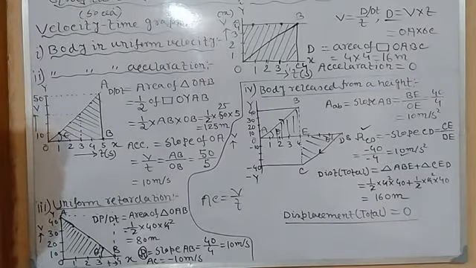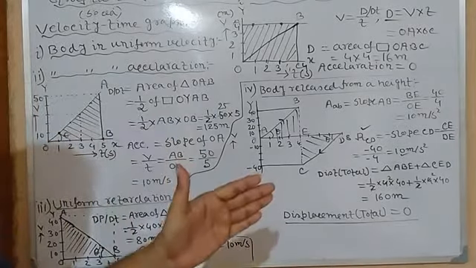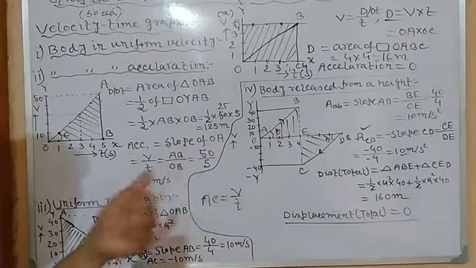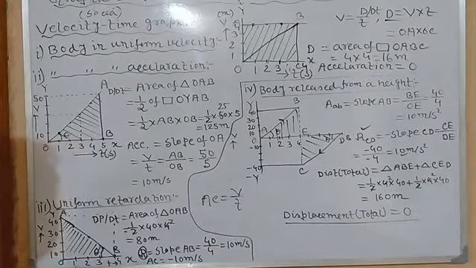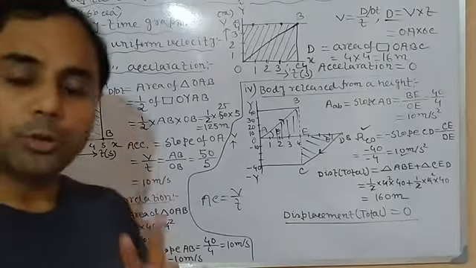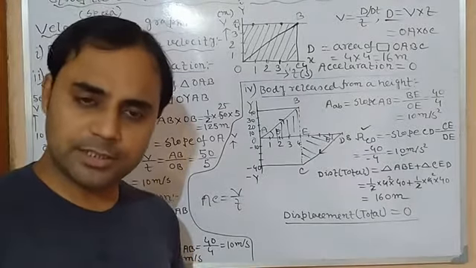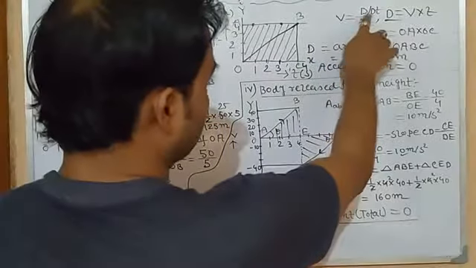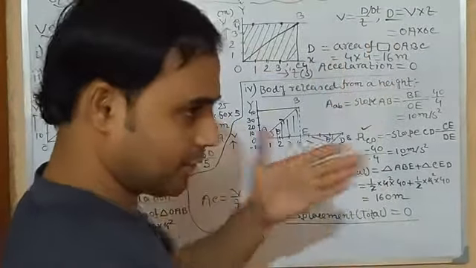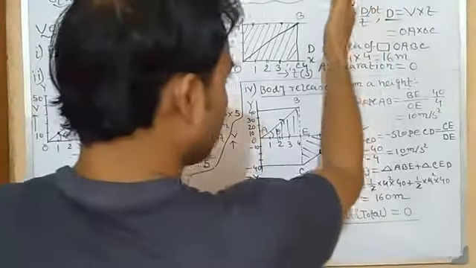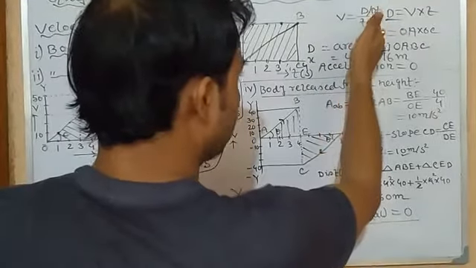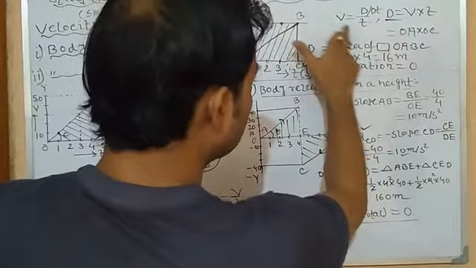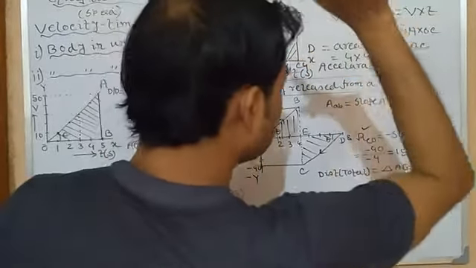Now from the velocity time graph, what can we get? From the displacement time graph, we can get velocity. But from the velocity time graph, we can get both displacement or distance, and acceleration. Why? Since the direction is not changing, velocity is equal to distance or displacement by time. So displacement is equal to velocity multiplied by time.